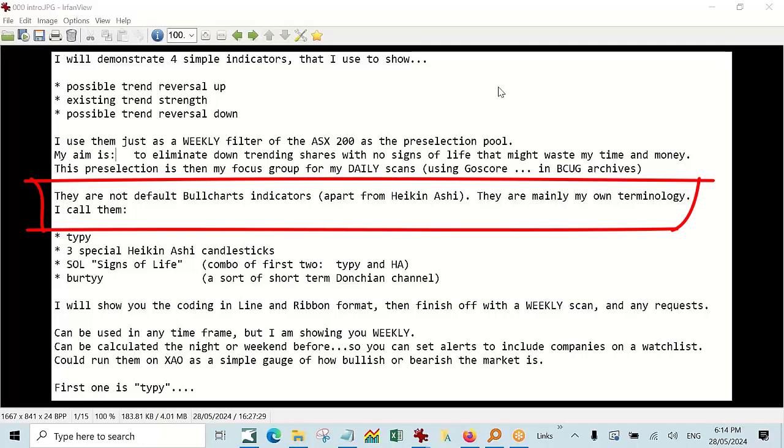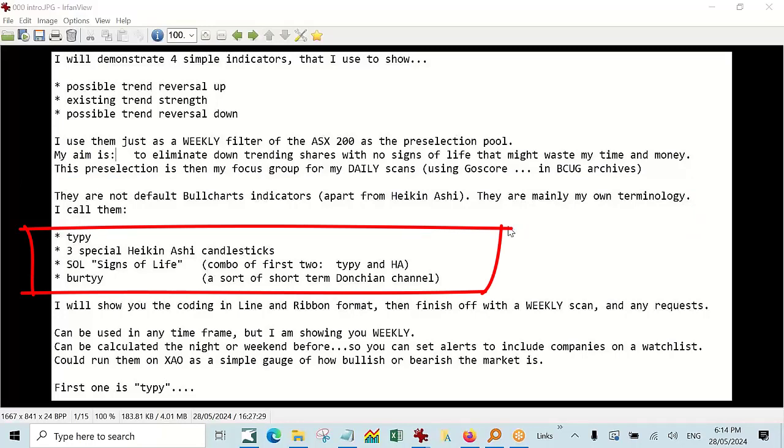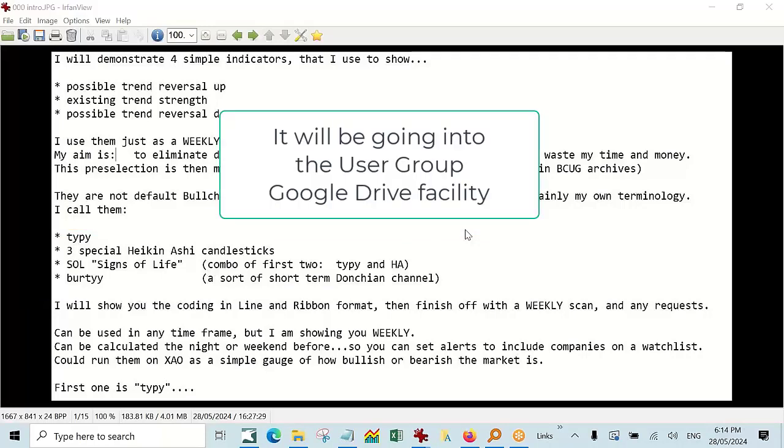They're not default BullCharts indicators, apart from the Heikin-Ashi candlesticks. They're mainly my own terminology. And the 4 of them are what I call TIPI. There's 3 special Heikin-Ashi candlesticks. The 3rd one, Signs of Life, I call it, SOL. It's a combination of the first 2, the TIPI and the Heikin-Ashi, and the Burtyy, a sort of short-term Donchian channel. Robert, I say, will have all the coding for this. I'll show it to you just as a screenshot tonight, but Robert will have it in the cloud later.